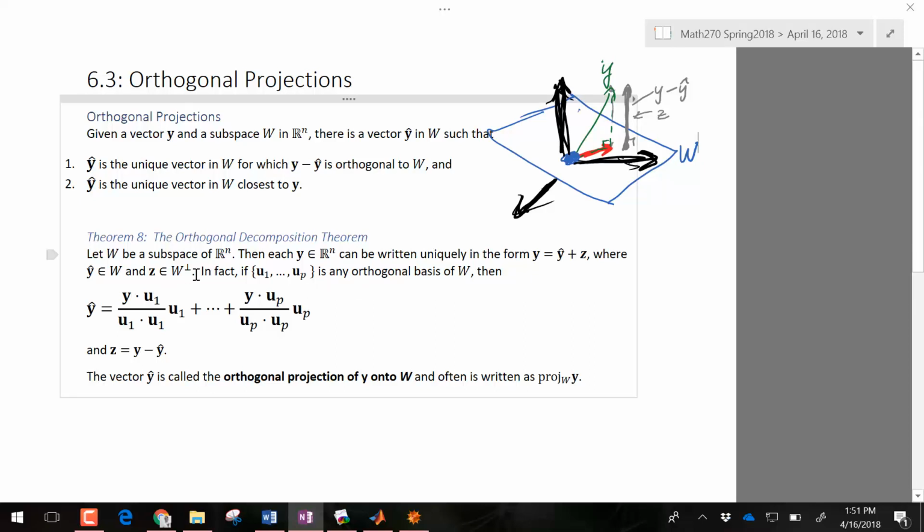So in fact, if U1 through UP is any orthogonal basis of W, then y hat, remember, y hat is in W, is going to be the projections of Y onto all those different vectors. Can you picture that?